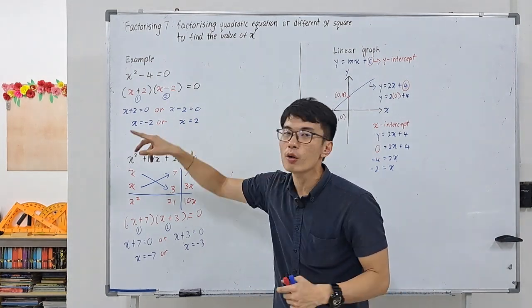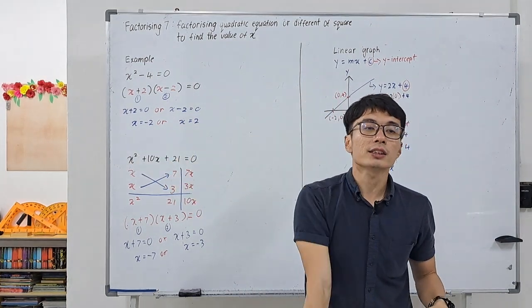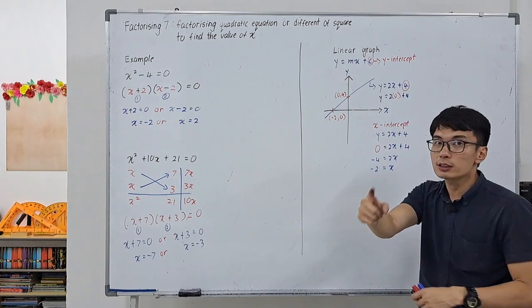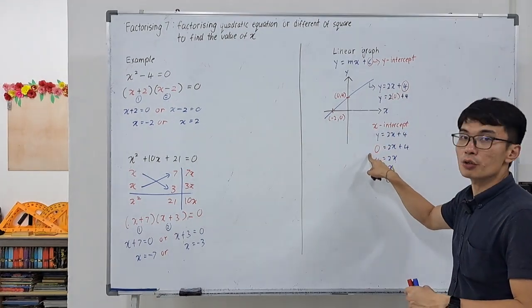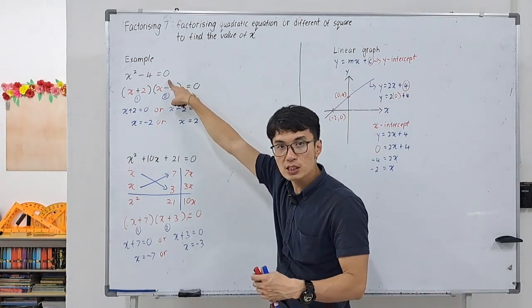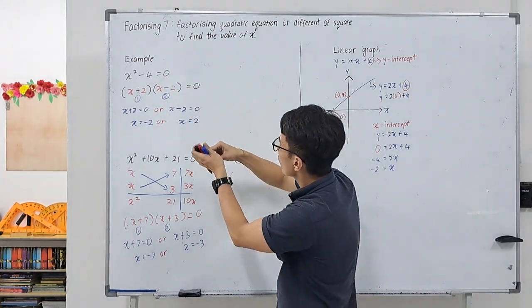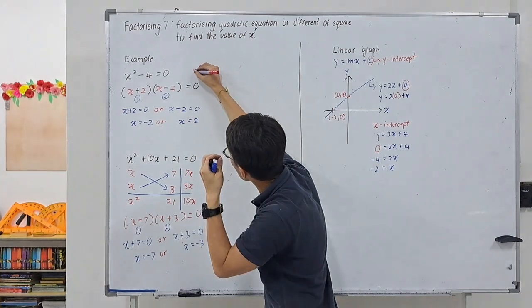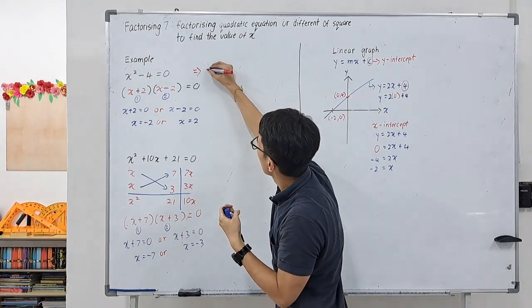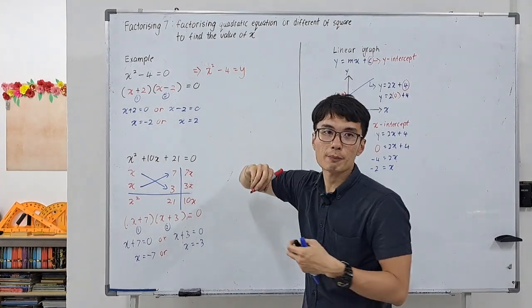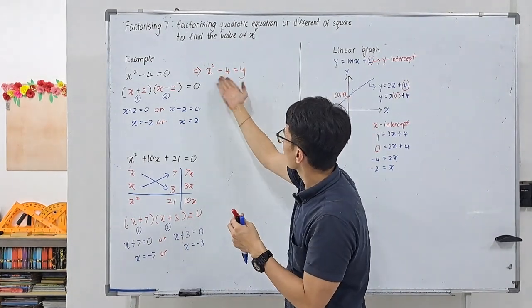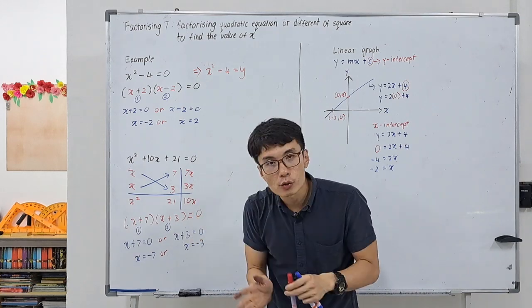Because what we are looking for is the x-intercept. And to find the x-intercept over here, our value of this y must be 0. That's why we have a 0 over here, because we can rewrite this equation of this line as x squared minus 4 equals y. That is the equation of the graph.